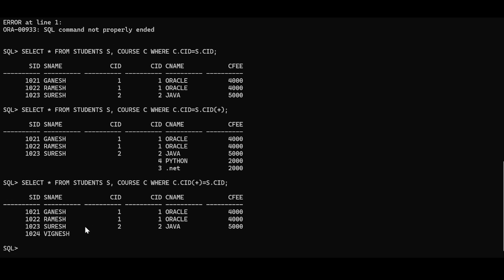Now you get what you see. If you see the results, the result itself says that okay, you're using the student table here. Okay, 1 minute, guys. S dot cid, c dot cid. Okay.